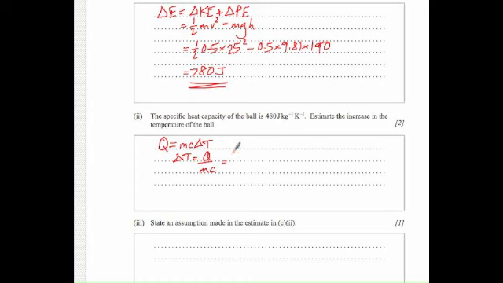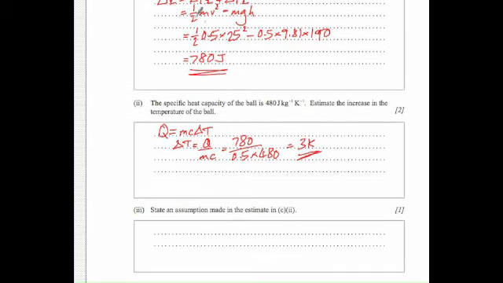So the amount of energy we have available is 780 joules. M is 0.5, and the specific heat capacity of the ball is 480 joules per kilogram per Kelvin. So that gives us an increase in temperature of about 3 Kelvin. And of course that's just an estimate because we're assuming all of the energy goes into heating the ball. So that's what we need to say.